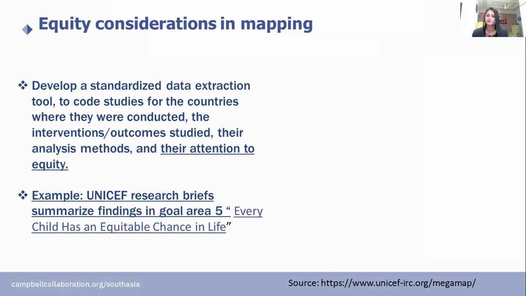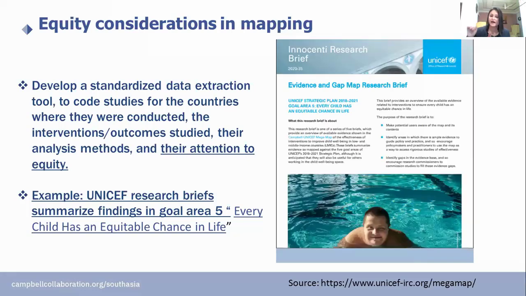I'll give you an example from the mega map on child well-being that we developed. So this mega map was basically developed using the UNICEF strategic goals. They have 5 strategic goals. One of the strategic goals, which is called goal area 5, is called every child has equitable chances in life. So in this particular brief, we only included studies that explicitly focused on the equity component for child well-being, and we have a separate brief for that. So whenever you're planning your analysis, right from your PICOs, you also need to keep in mind whether, related to your sector area, you would like to include an equity component, and whether we need to give a separate analysis for that or not.